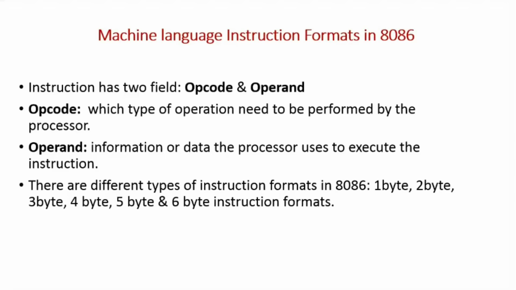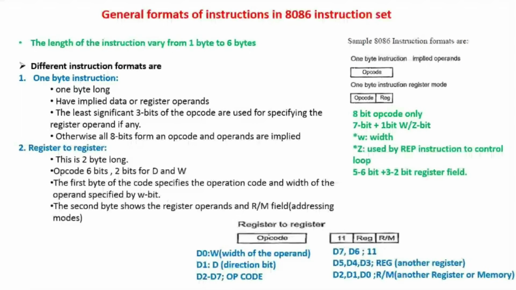So what type of operation the processor needs to do, and what type of data is required to do that particular operation, will be specified in both the fields. Opcode will tell us the operation, and operand will give us the data or the information required by the processor to execute the instruction. There are different types of instruction formats used in 8086. It can be 1 byte, 2 byte, 3 byte, 4 byte, 5 byte, as well as 6 byte instruction formats. The length of the instruction varies from 1 byte to 6 bytes.